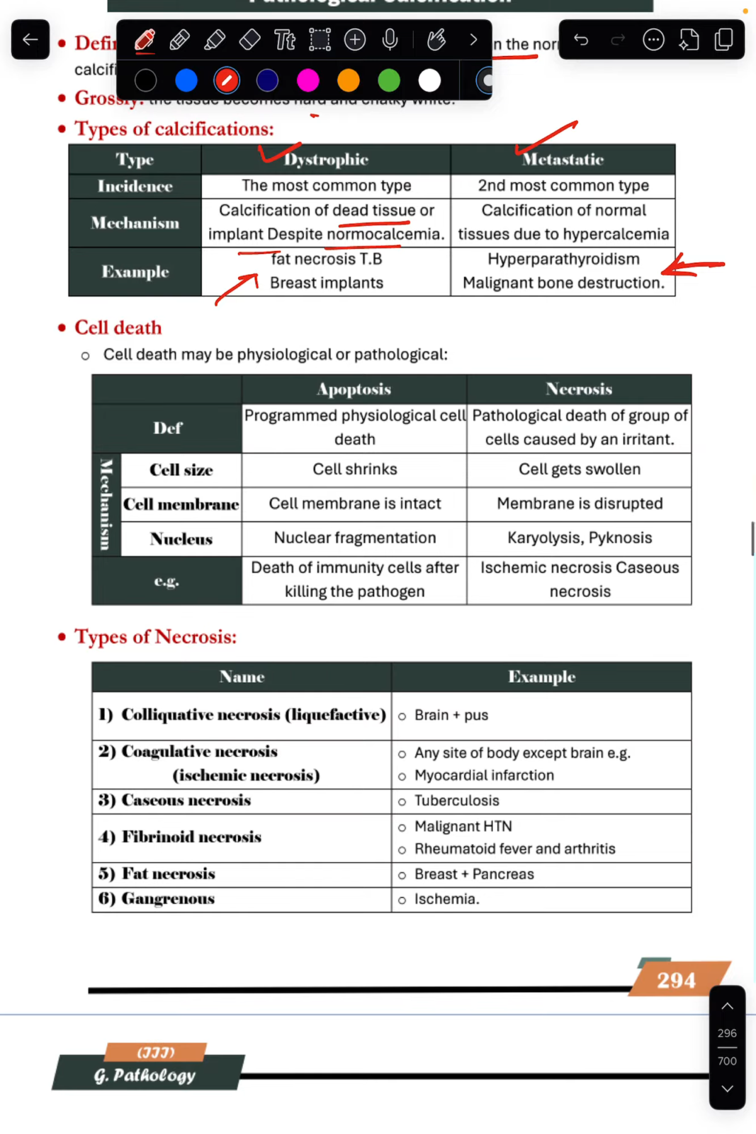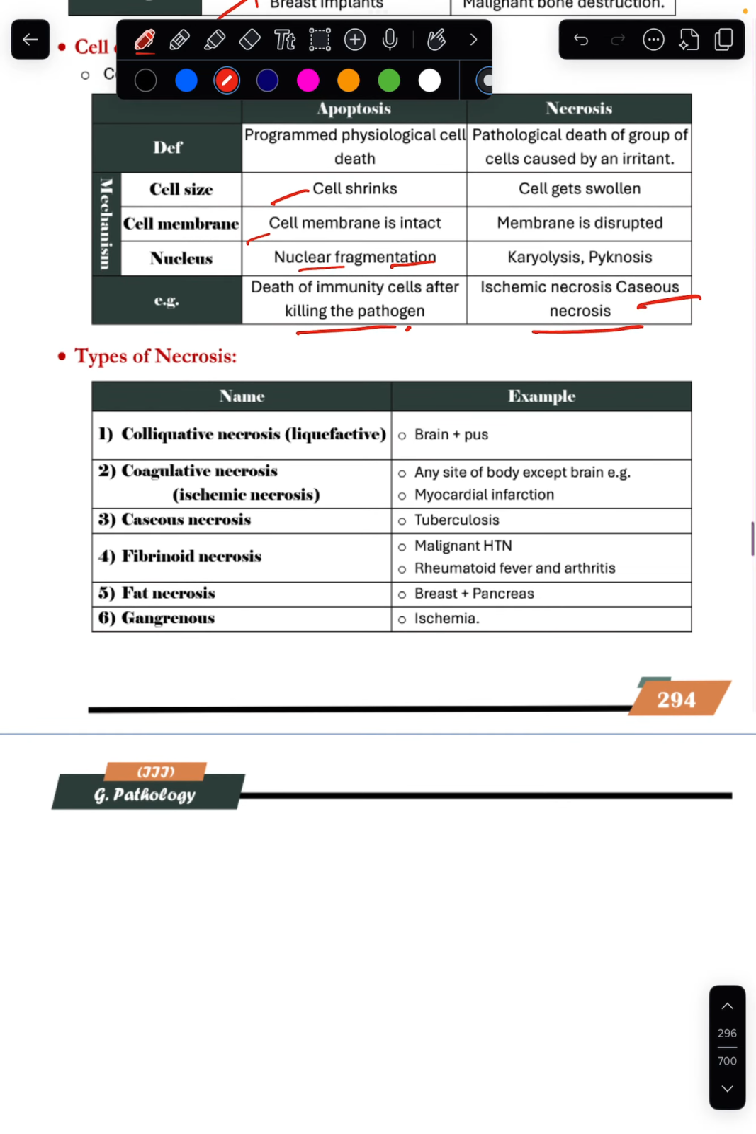Cell death may be physiological or pathological: apoptosis and necrosis. Apoptosis is physiological, with shrinking, cell membrane changes, nuclear fragmentation, and killing of pathogens. And this is necrosis, caseation necrosis. Types of necrosis: coagulative, liquefactive for brain and pus, and coagulative, as in myocardial infarction.